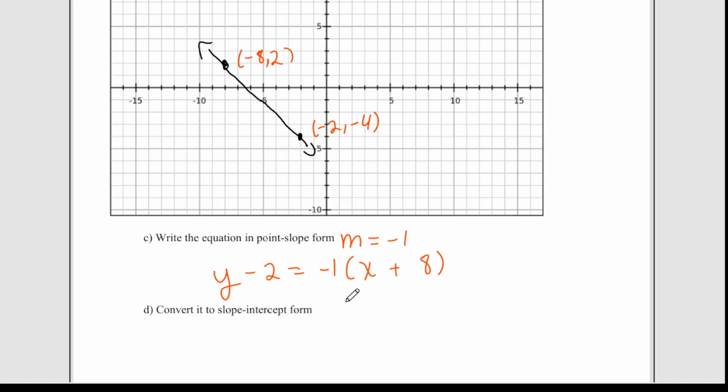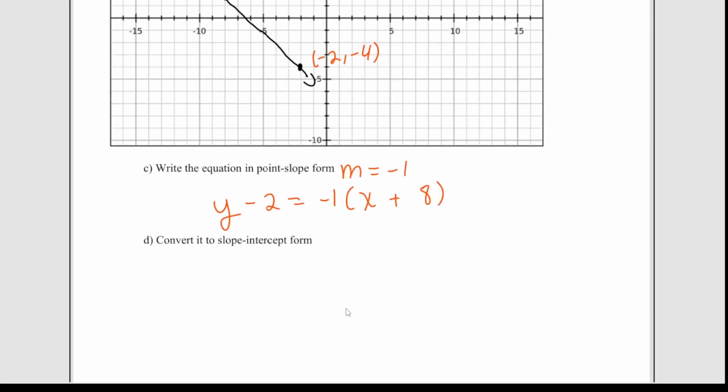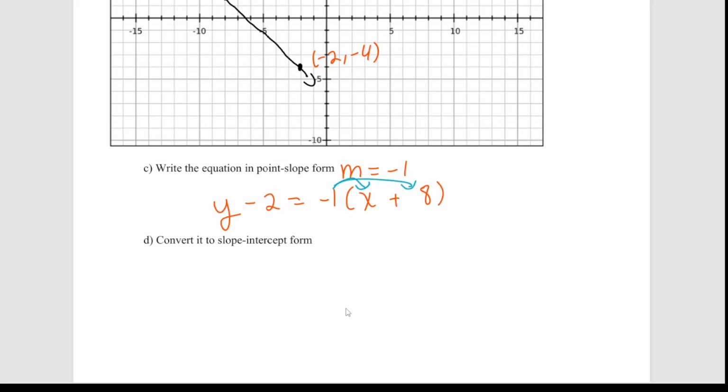And then if you want to convert that into slope-intercept form, what you would do is distribute the negative 1 to both of those terms. You have y minus 2 is equal to negative 1 times x gives us negative x. Negative 1 times 8 gets us negative 8. And as a last step to get y by itself, you would have to add 2 to both sides. So then you end up with y is equal to negative x minus 6 as your final answer there.